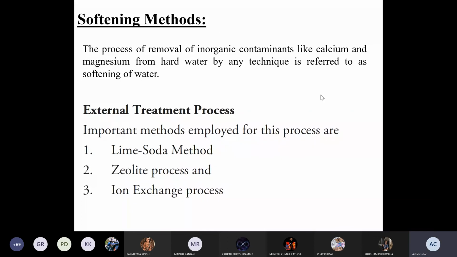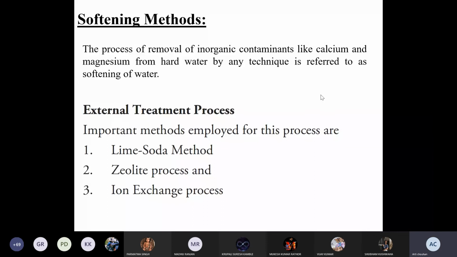The process of removal of hardness producing substances like inorganic contaminants, heavy metal ions, calcium, and magnesium from hard water by any technique is referred to as softening of water. There are two treatments, internal and external. If the water is fed into the boiler and then treated, it is internal treatment. If you are removing the hardness causing substance before feeding the water into the boiler, then they are external treatment processes.